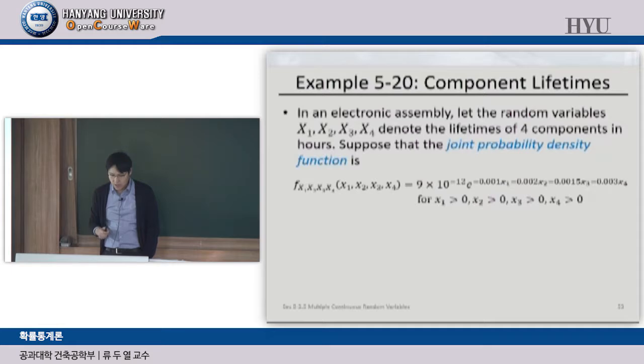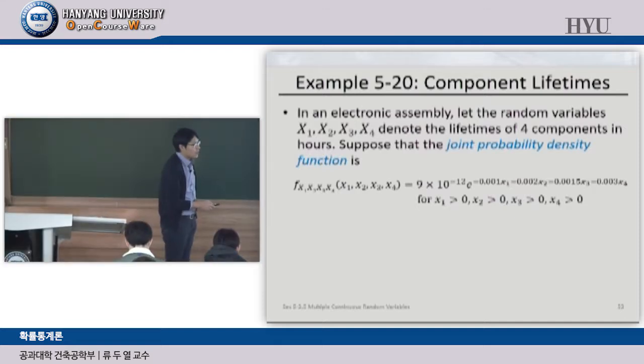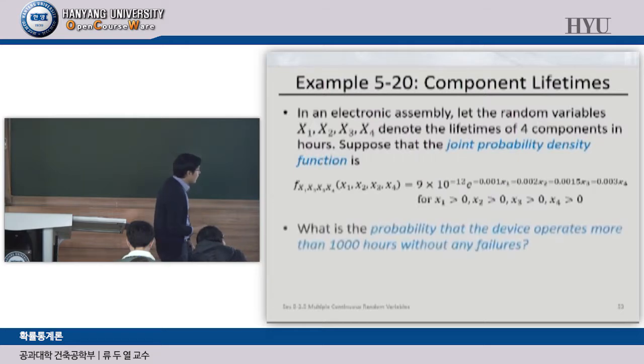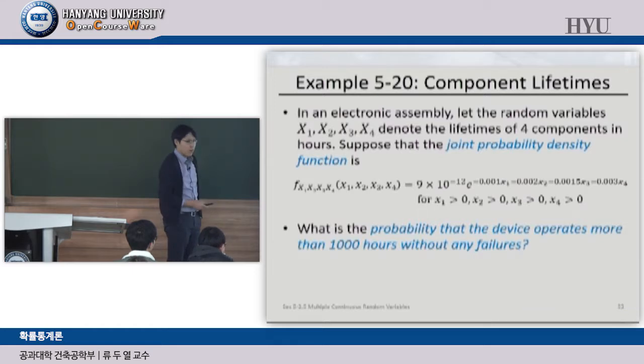f(x1, x2, x3, x4) is equal to 9 times 10 to the minus 12th power times exponential of minus 0.001 x1 minus 0.002 x2 minus 0.0015 x3 minus 0.003 x4. And in this case, all the random variables x1, x2, x3, x4 are larger than 0. What is the probability that the device operates more than 1,000 hours without any failures?